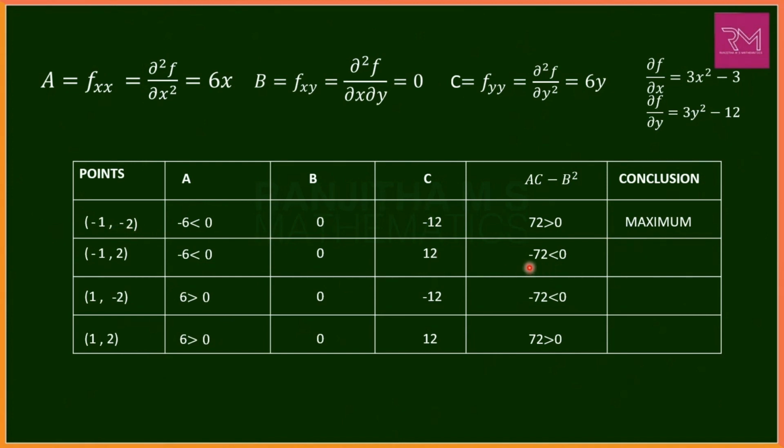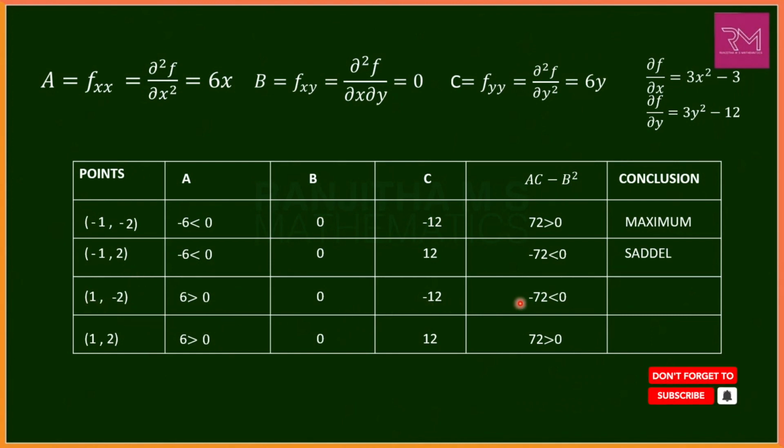Similarly, here the AC minus B square value is minus 72, which is less than 0, and the A value is minus 6, which is less than 0. Both are less than 0, which means we can conclude that the function f of x, y has a saddle point at the point minus 1, 2.